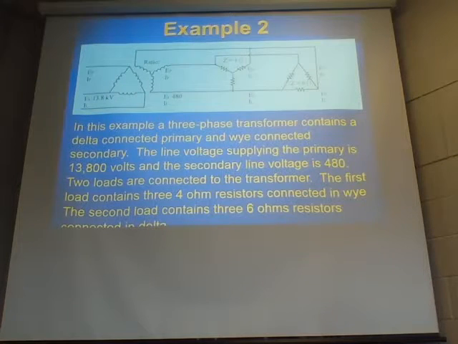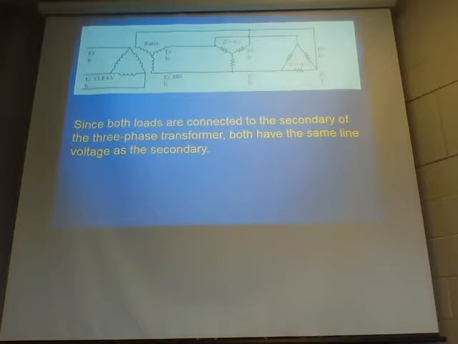Two loads are connected to the transformer. The first load contains 3 4-ohm resistors connected in a Y. The second load contains 3 6-ohm resistors connected in a delta. So since both loads are connected to the secondary of the three-phase transformer, both have the same line voltage as the secondary, 480 volts, 480 volts, 480 volts.